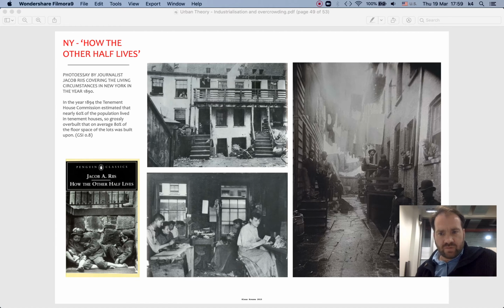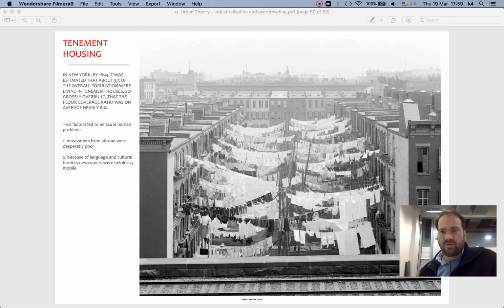Because so many people were flocking into New York from Europe mainly, the city was becoming overly urbanized, overcrowded. By the late 19th century, 3/5 of the overall population were living in these kind of overcrowded tenement housing. And everything would be built packed as much as possible.